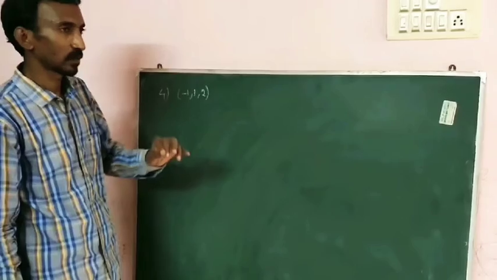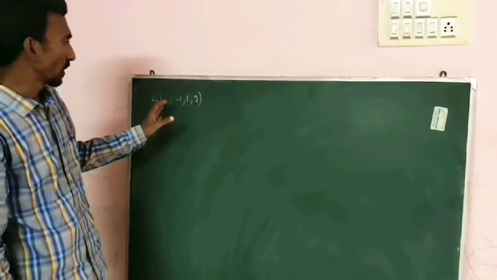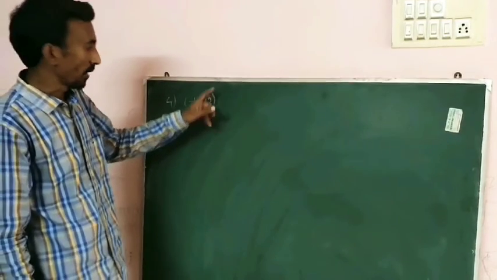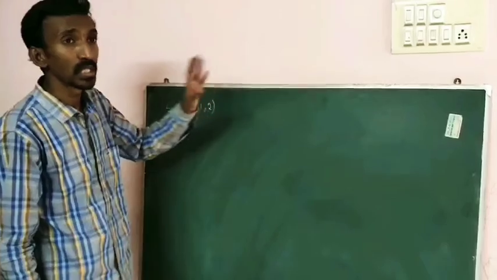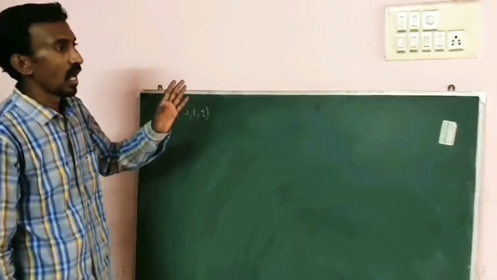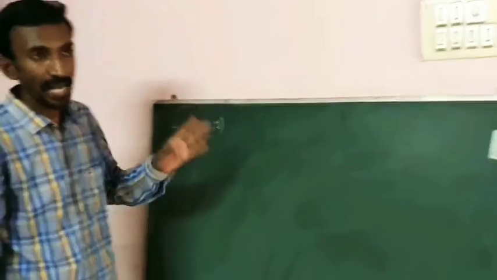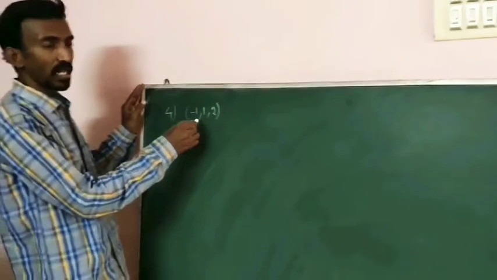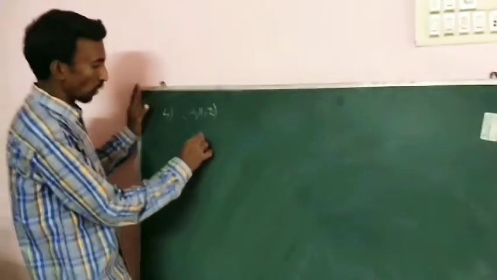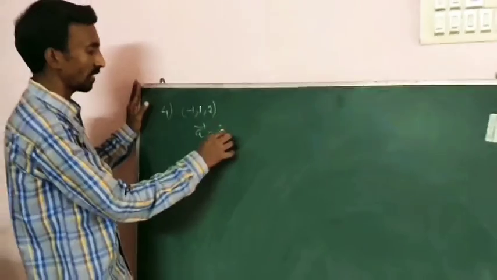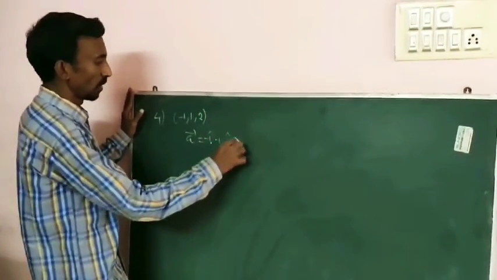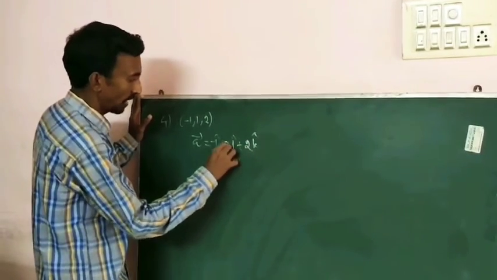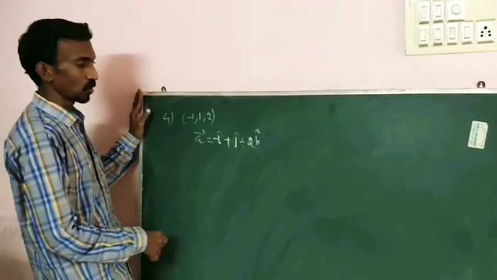Question number 4 in the exercise 6.6. Find the equation of the plane passing through the point minus 1, 1, 2, where the normal to the plane has magnitude 3 root 3 and makes equal acute angles with the coordinate axes. Then find out the equation of the plane. Listen, the required plane passes through the point. So the position vector of this point is taken as a vector: minus i plus j plus 2k.